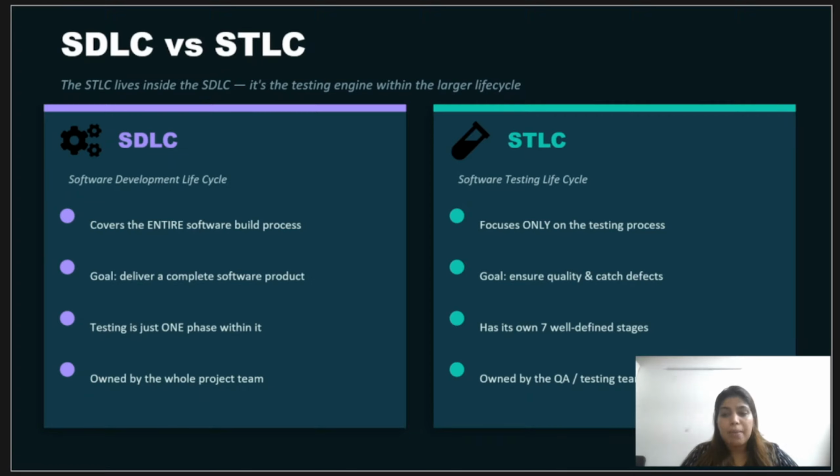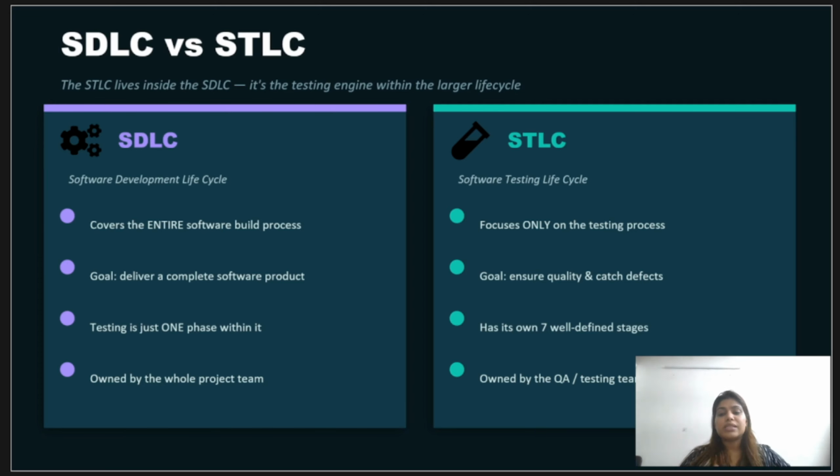SDLC is like a big umbrella, the full life cycle of building software from requirements to maintenance. We have covered this in our previous module. STLC is a subset. It focuses purely on the testing objectives. Think of it as a zoom-in on what happens during the testing phase of the SDLC.